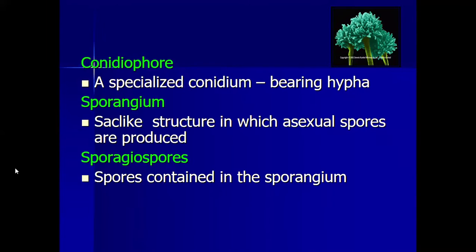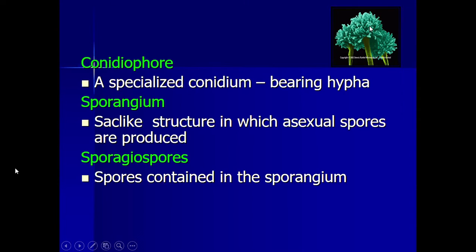Okay. So we also need to define some terms. When you say conidiophore, it is a specialized conidium-bearing hypha. Just like in my template slides, this is a conidiophore. Then we have the sporangium. These are the sac-like structures in which the asexual spores are produced. So the entire illustration is the conidiophore, and this part is referred to as the sporangium.